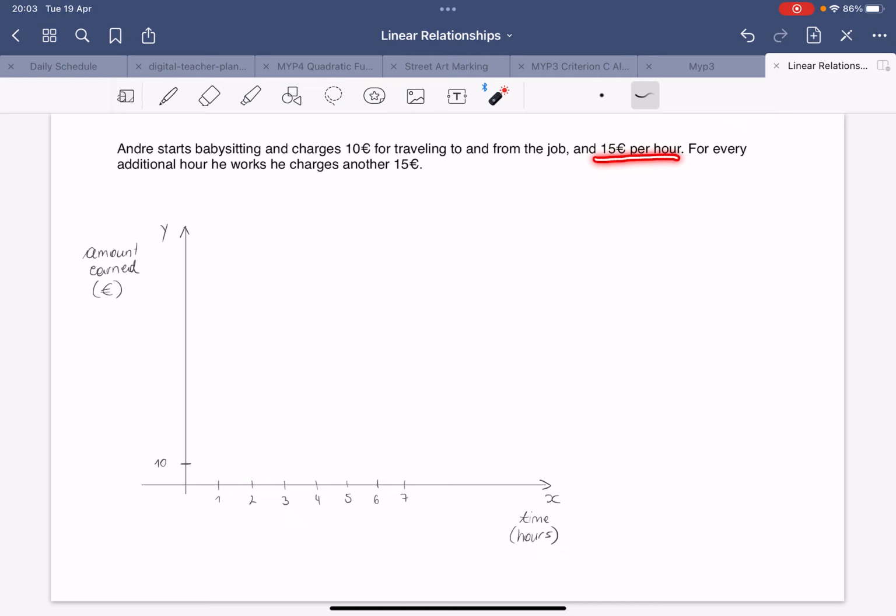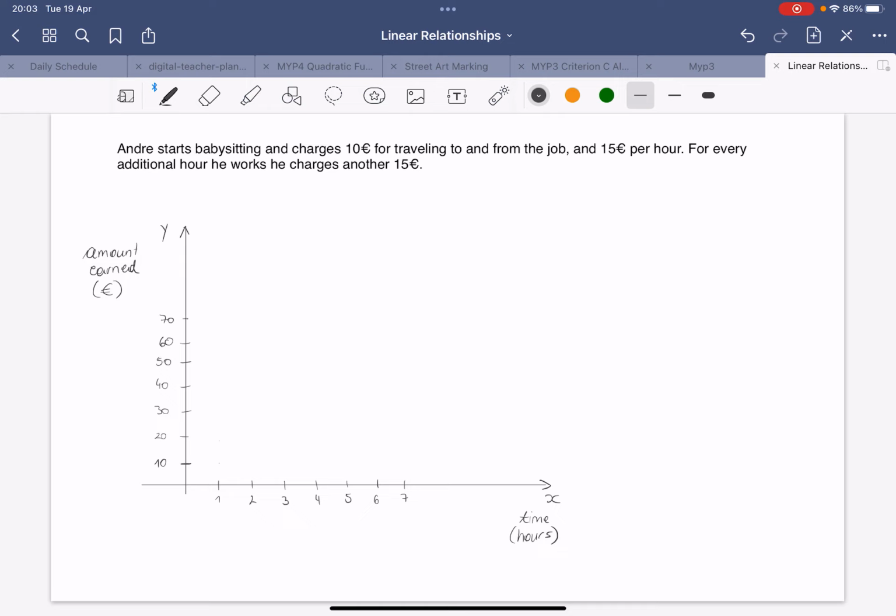And then it says that per hour, he then charges €15. So the first hour that he works here, in that first hour, he then charges €15. That's where we would end up. So here I go 1 to the right and I go 15 up. So that would be 20, 30, 40, 50, 60.